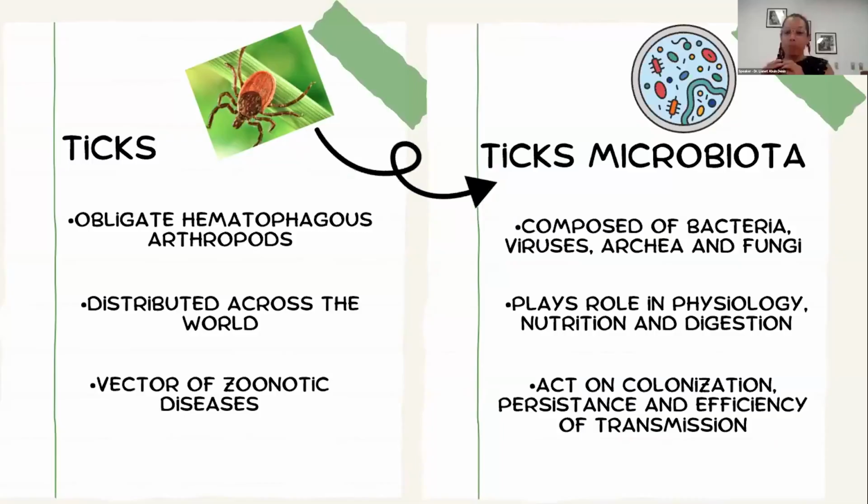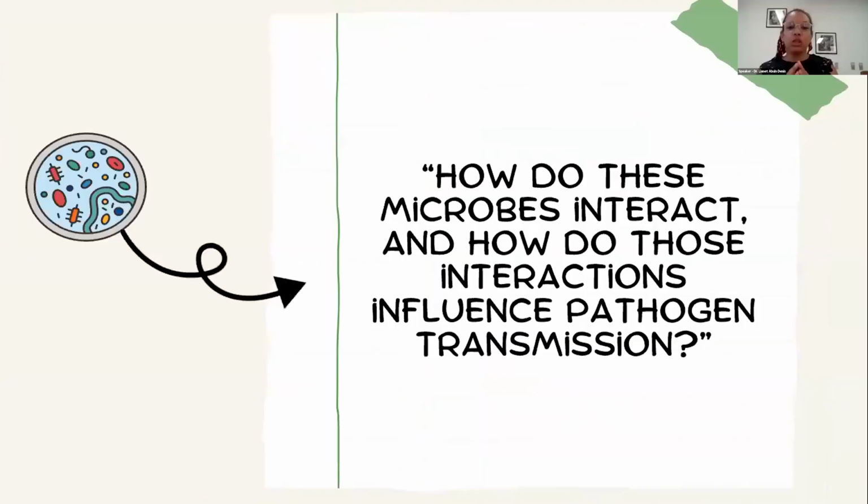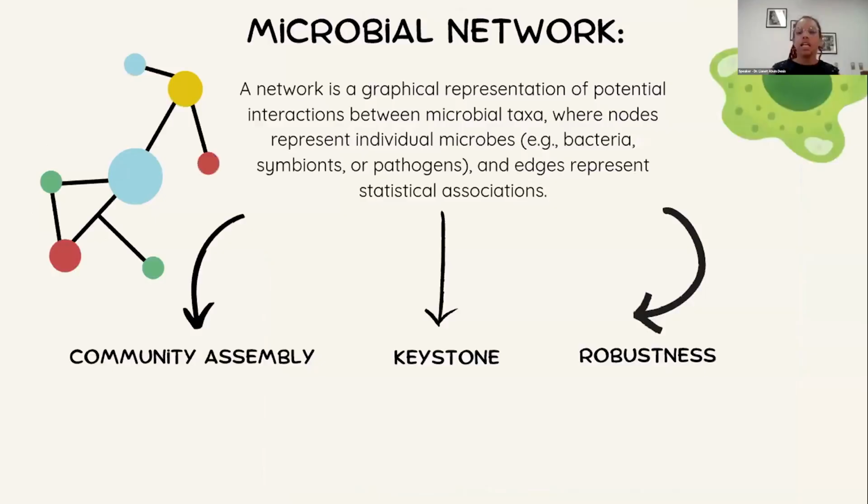The microbiota has been proven to play a role in physiology, nutrition, and digestion, and is also playing a role in the transmission and colonization of pathogens. So, instead of asking which pathogens are in this microbiota, we would like to study how these microbes interact with each other, and how this interaction could influence pathogen transmission. And microbial networks give us a really good approach to visualize these interactions across the tick microbiota.